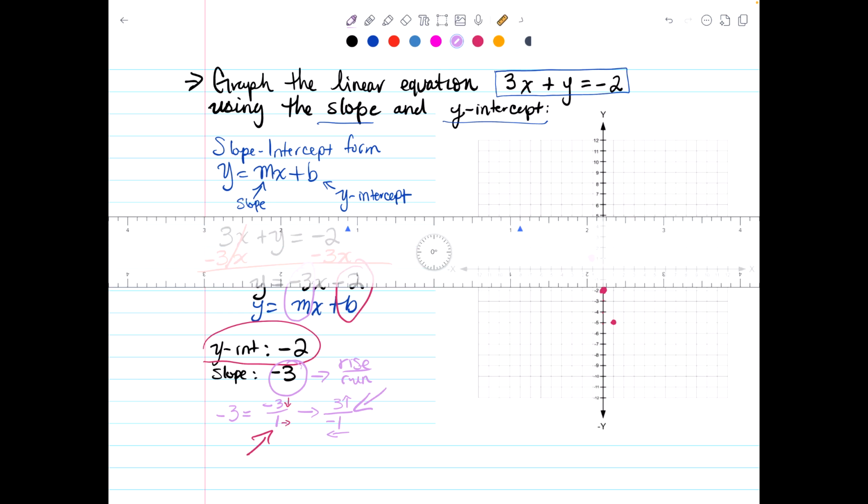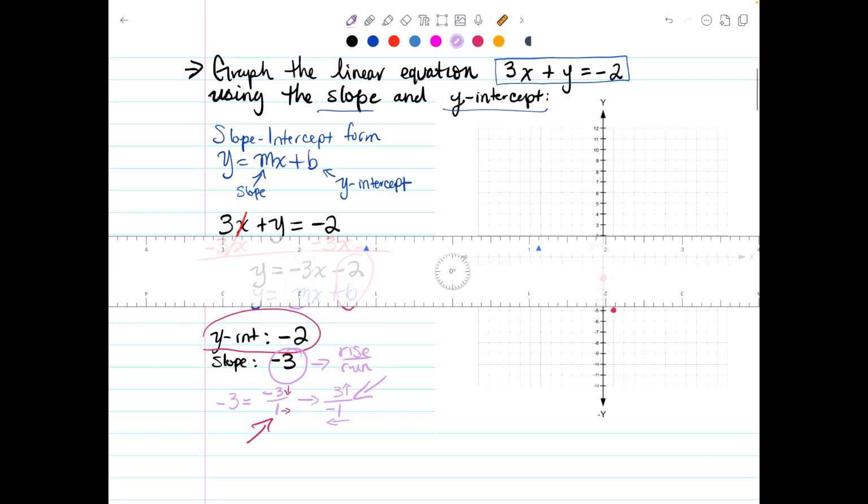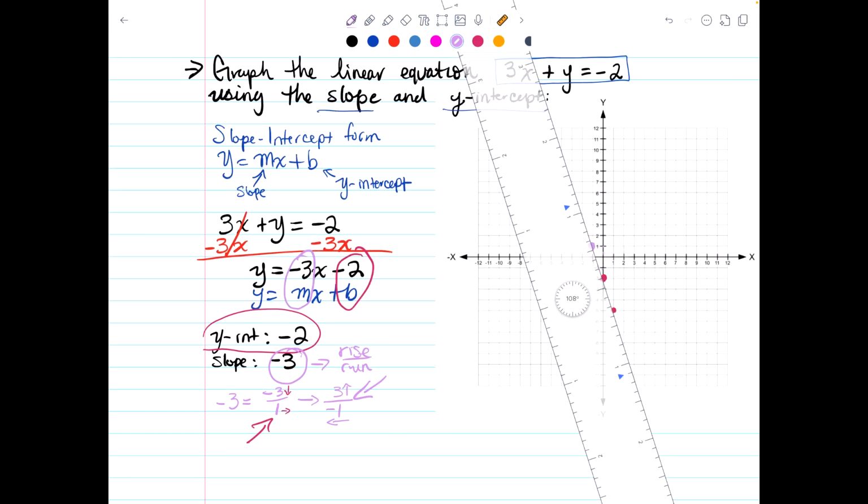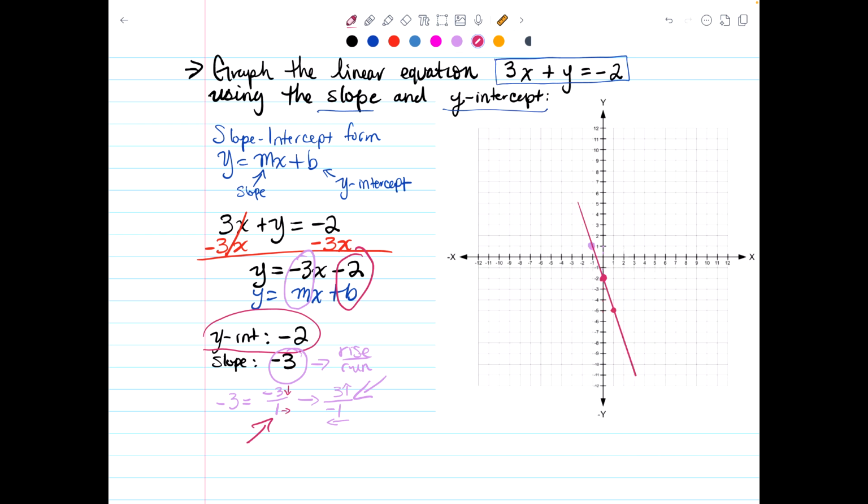Now all I have to do is draw a straight line to connect those 3 points. And let's not forget our arrows after we draw our line. And we are done graphing.